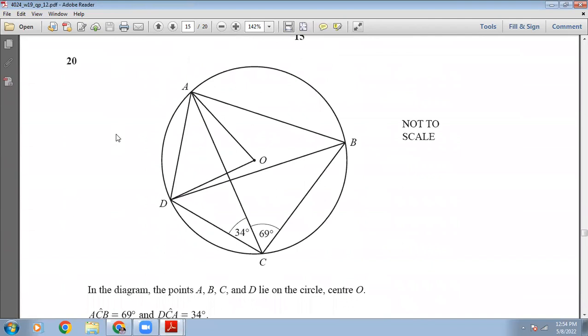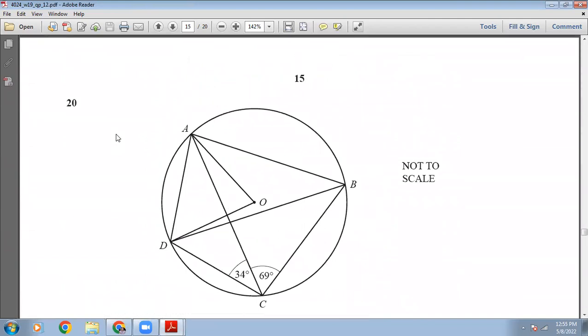Okay, so my dear students, we are going to the question number 20. That is coming from the chapter number 13 of the D3 book, Circle Properties, Angle Properties of the Circle. Here you have a circle A, B, C, D. You can see A, B, C, D is a cyclic quadrilateral. O is the center of the circle.